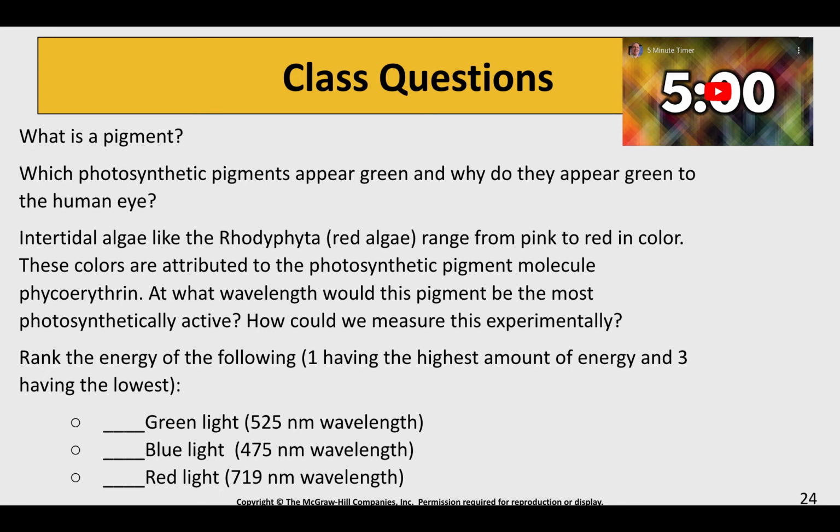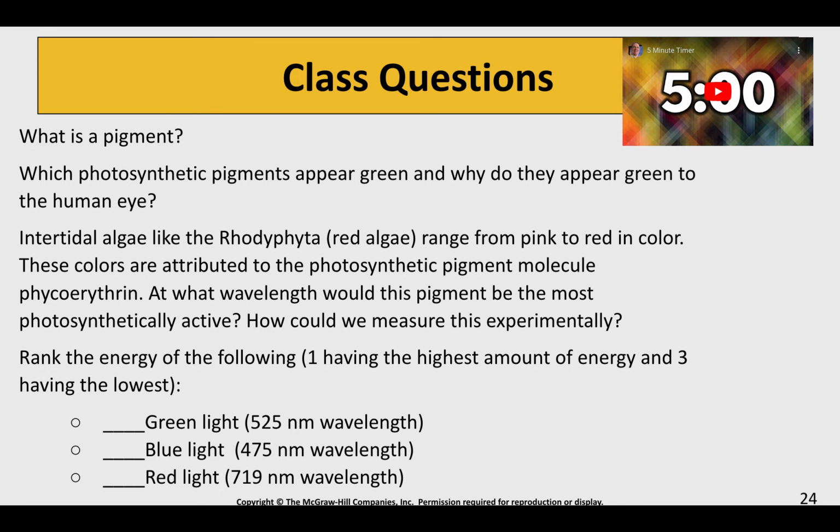All right, our third question here. It's a bigger question. So we have this red algae that to us looks pink to red in color. These colors can be attributed to the photosynthetic pigment, right? So if we're seeing it as red and pink, it means it's being reflected back at us and not being used. Okay? So at what wavelength, or maybe what color, would you expect this pigment to be most photosynthetically active? So unlike chlorophyll that reflects green, this one's reflecting red. So what are they using? Would it be like the 500 to 600 range that they would absorb?